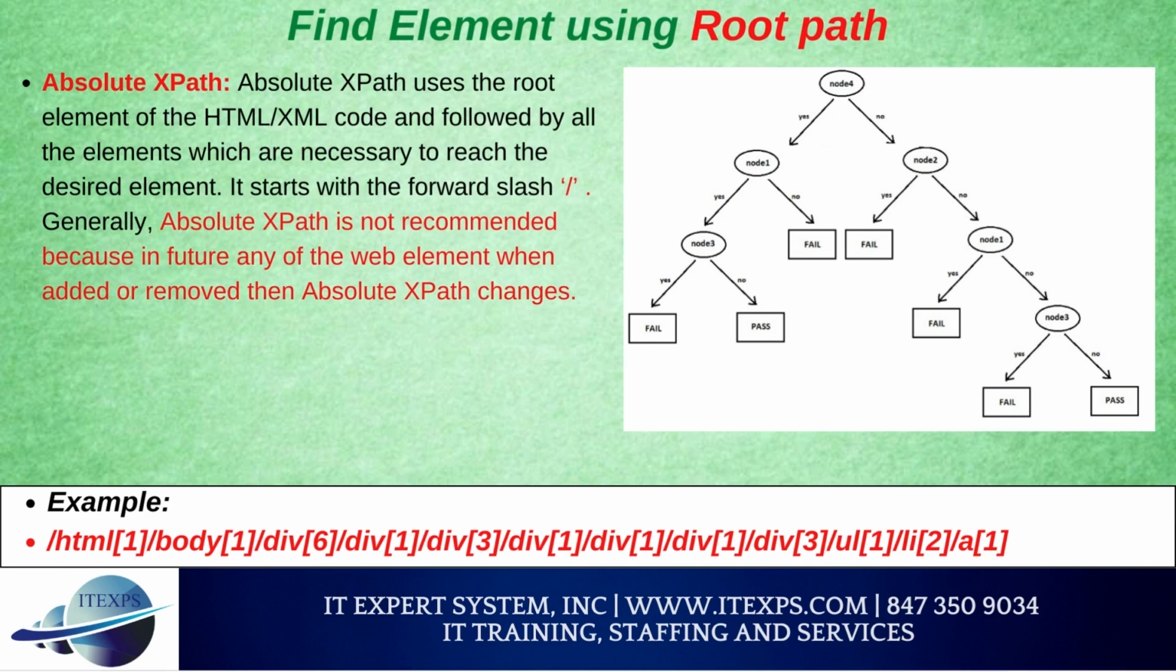Find element using root path. Absolute XPath. Absolute XPath uses the root element of the XML code followed by all the elements which are necessary to reach the desired element. It starts with a slash. Generally, absolute XPath is not recommended because in future if any web element is added or removed, then the absolute path changes. Here is an example.